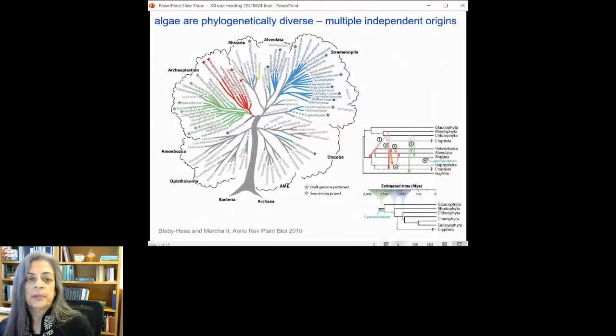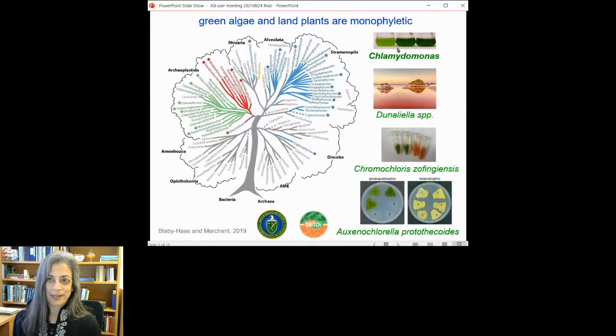So as Susanna mentioned, my lab focuses on the green algae, but I'd like to first point out that algae themselves are phylogenetically diverse in the sense that they have multiple independent origins. So each of these colored lines on this tree of life shows you branches that contain examples of various algae. The ones that my group focuses on are the ones that belong to the Archaeplastida, or result from the primary endosymbiotic event that gave rise both to the green algae as well as the green plants.